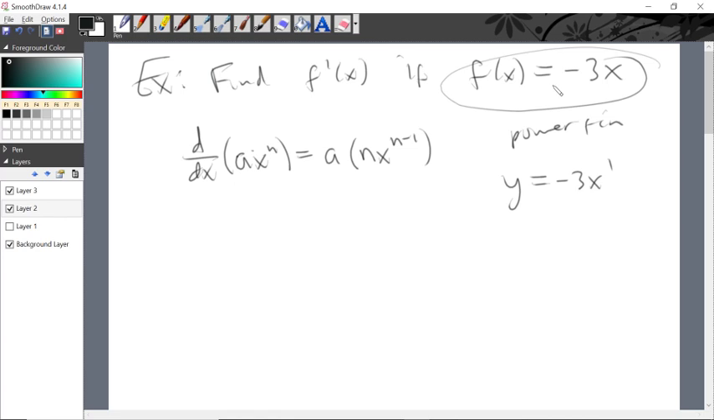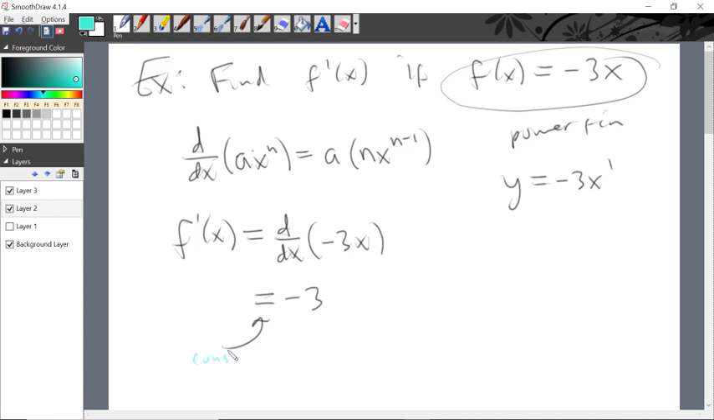If we did the limit definition here, we're going to get this result. We already saw the limit definition works on x. We already know the limit definition works on a constant multiple. We've already demonstrated that. So now let's just apply the rule directly to the power function. So f prime of x is going to be the derivative of negative 3x. Well, we have a constant, so we use the constant multiple rule. So we factor out the constant.